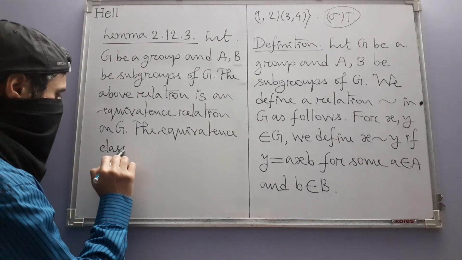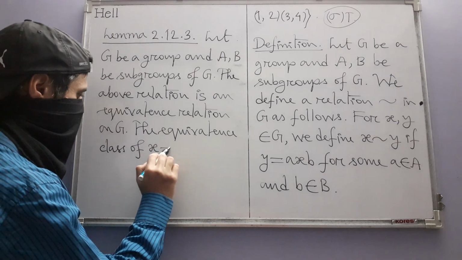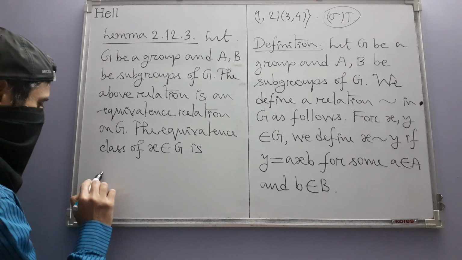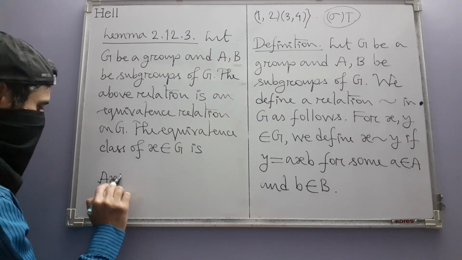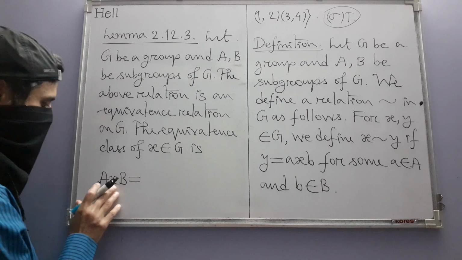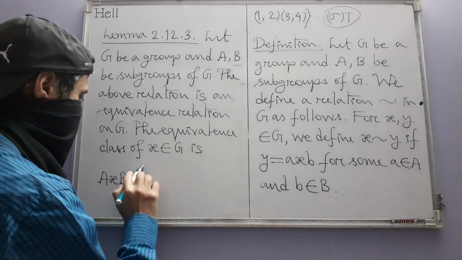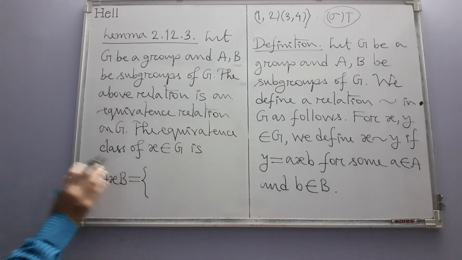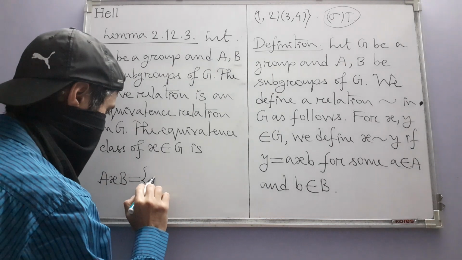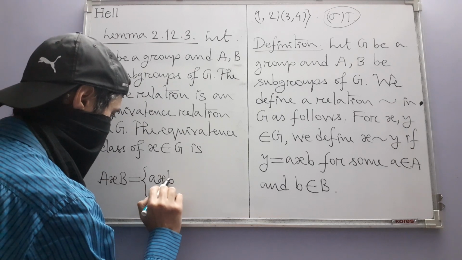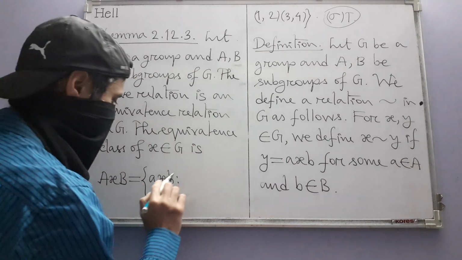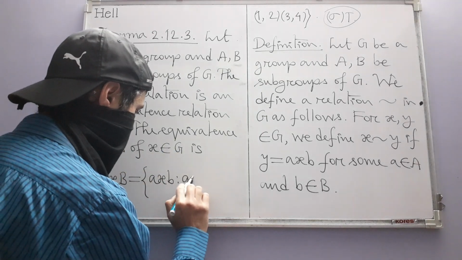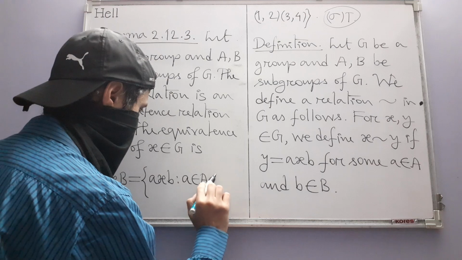The equivalence class of any element X in G is the following set: AXB. This is just a symbol to denote the equivalence class, and you will now know why we are choosing this symbol. It is the set of all elements of this form axb. X of course is fixed, but a and b vary like this.